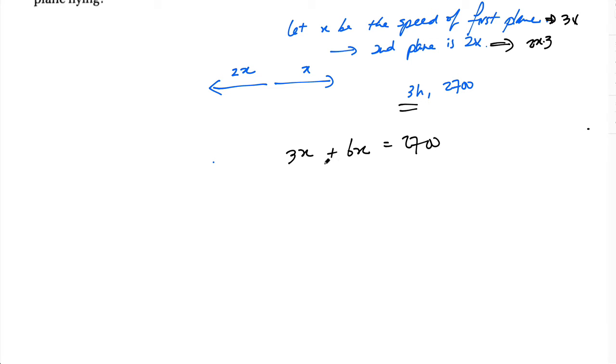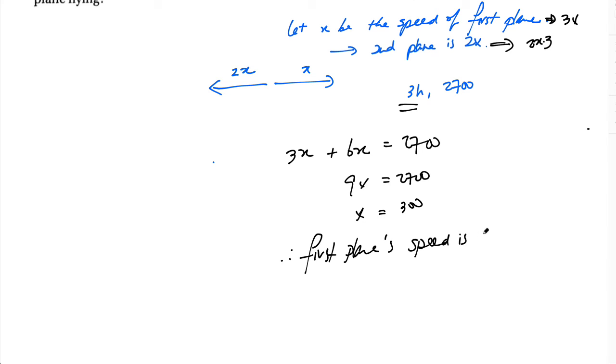So now we can figure out their speed. We have 9x equals 2700. x is going to be 300. So the first plane was flying at 300 miles per hour, and the second plane's speed is 600 miles per hour.